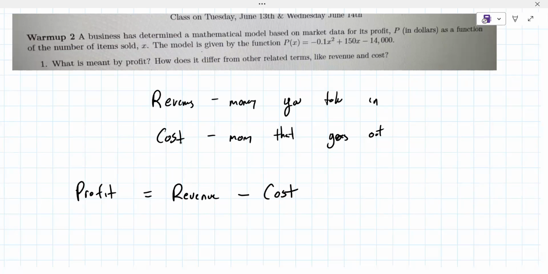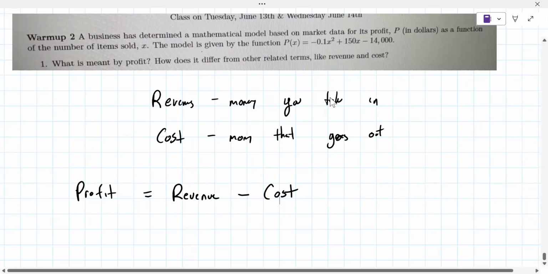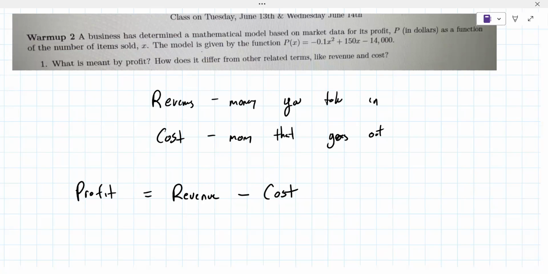Okay. So your revenue is what you take in. Usually there's a function they give you or an equation, and the cost is whatever's going out. And this function right here is giving you the net result of that. They're saying the net result after revenue minus cost is this. Now, normally they give you a revenue function and a cost function and you subtract. Okay. So that's everything for number one there.